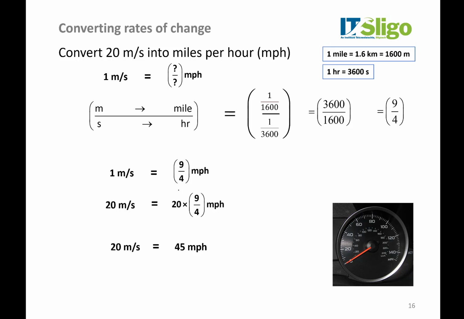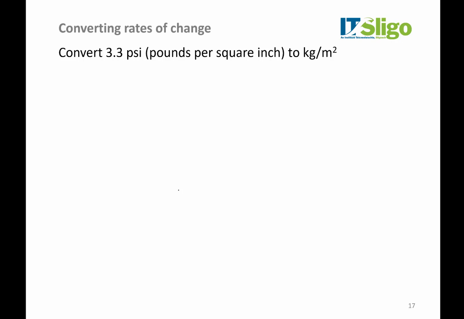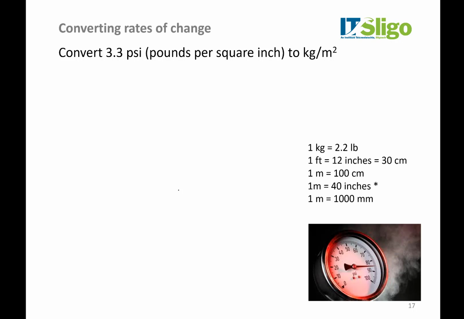So we look at one more. This is a tricky one. 3.3 pounds per square inch into kilograms per meter squared. So here's the units we need. Again, these are always given to you. So we need to go from pounds per square inch into kilograms per meter squared. And again, guys, there's two conversions. Pounds into kilograms and inch squared into meter squared. So we need the kind of skills we developed in the second type of problem.